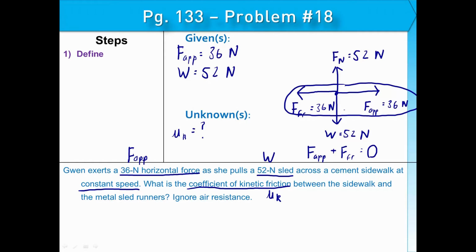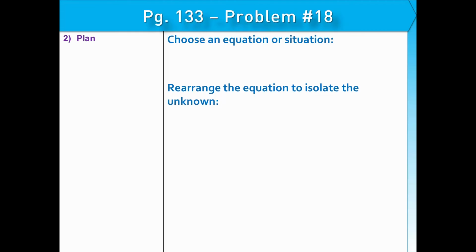So based on our diagram, we know we have two more givens: the normal force, which is 52 newtons, and the force of friction, which is 36 newtons. For this problem, there is only one equation that we could use to find the coefficient of kinetic friction, and it's this one right here. The force of friction is equal to the normal force times the coefficient of kinetic friction.